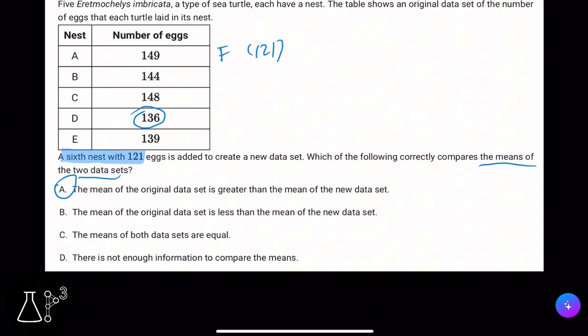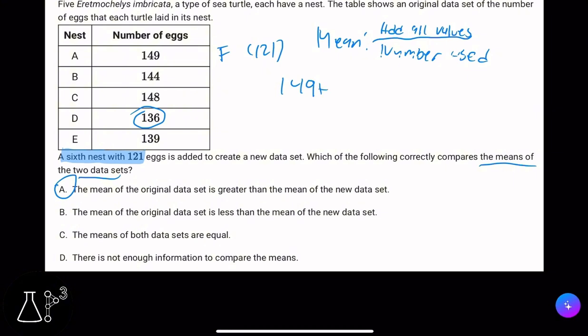So to find the mean, we always add all the values together, divided by the number of values used. So for example, to find my mean for the original data set, I'm going to do 149 plus 144 plus 148 plus 136 and then plus 139. And because how many numbers are we using? 5, I'm going to divide everything by 5 to look for my mean.